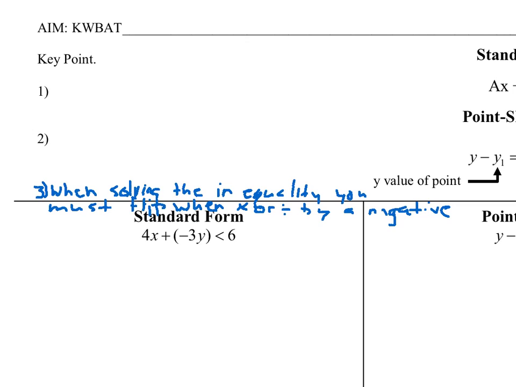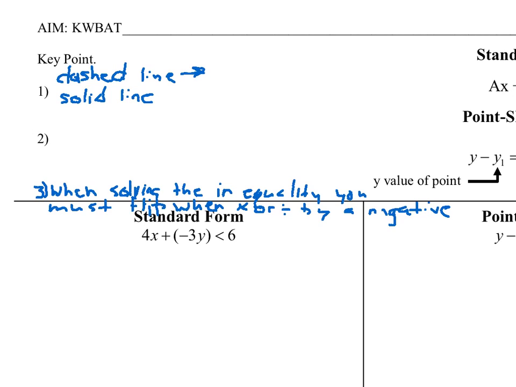I want to focus our other 2 key points on the differences in the graphing. What are the 2 differences in the graphing? The 2 things that we have to make sure that we know when we're graphing. Frida, give me one. Dashed or solid? What gives me a dashed line? What gives me a dashed line? Desiree? That would not give me a dashed line.